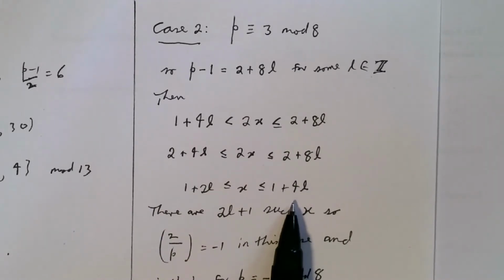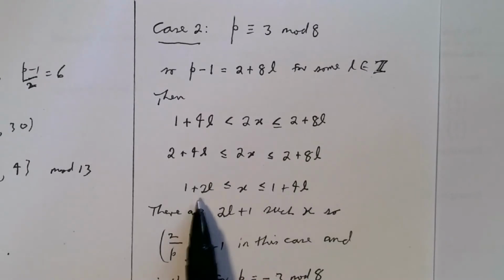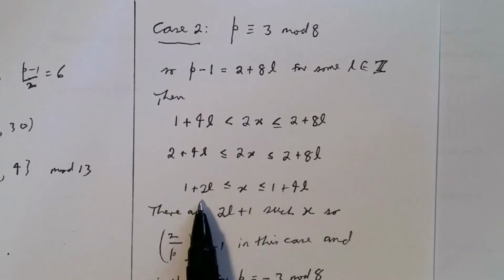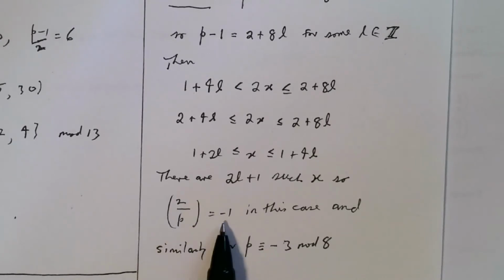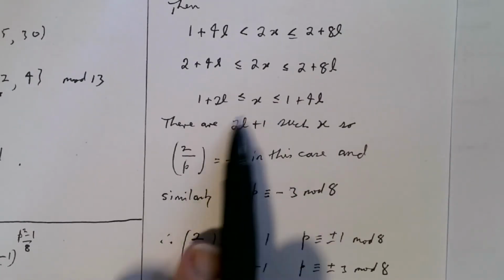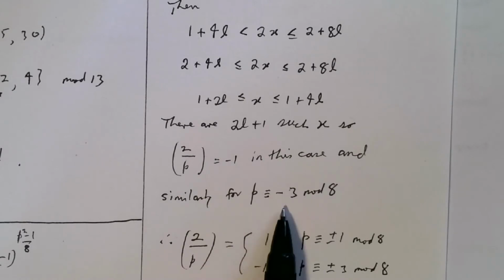And now the number of numbers between 1 plus 2L and 1 plus 4L, including both the endpoints, is 2L plus 1, the plus 1 of course for the extra number here. And this is an odd number, and so in this case 2 over p is minus 1. It's minus 1 to this power, which is odd, so you get minus 1. And I claim that similarly, if you do the case for p is minus 3 mod 8, you might like to try that yourself, you also get minus 1.